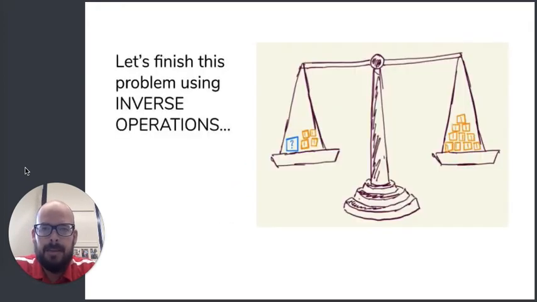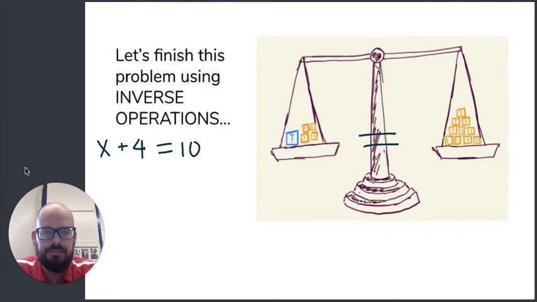All right, so let's finish this problem using inverse operations. We said we had an unknown value. That unknown value we wrote as X. And we were adding these 4 blocks to it on the left side. They have a value of 1. Our center of the scale represents our equal sign. And on the right side, we had 10.